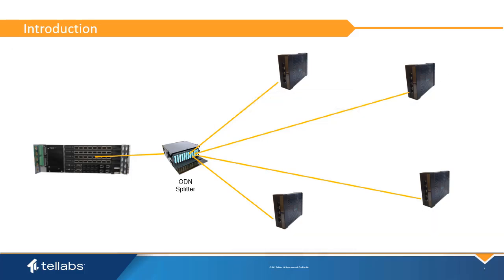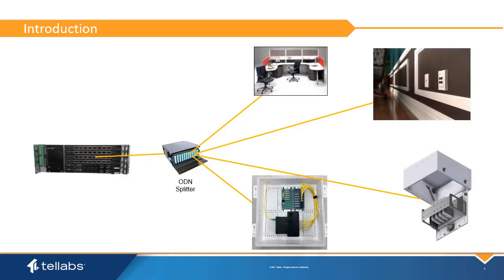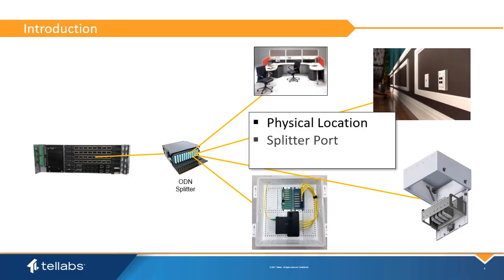ONTs can be installed in a variety of locations, such as cubicles, walls, and ceilings. Because of this, it is imperative that ONTs are properly identified and mapped in the network space. ONTs need to be identified in the EMS by their physical location, splitter port, and PON interface. This system of mapping can then be used to quickly locate ONTs for maintenance and proper service provisioning.